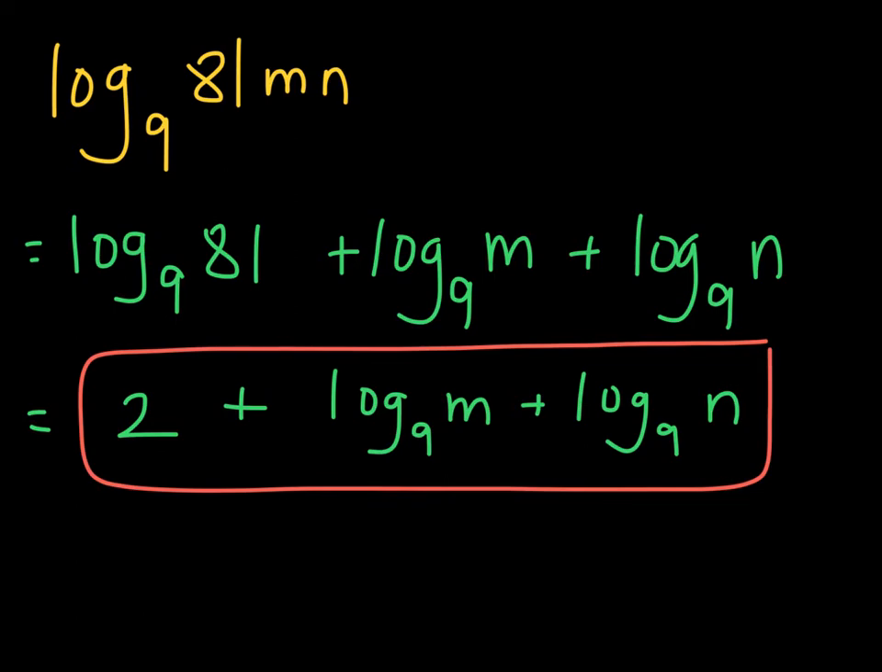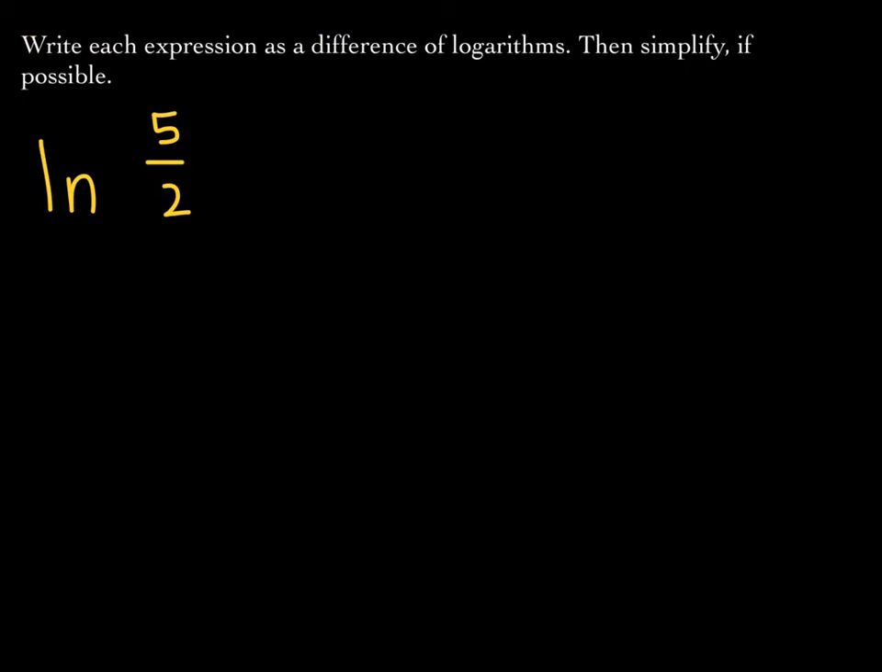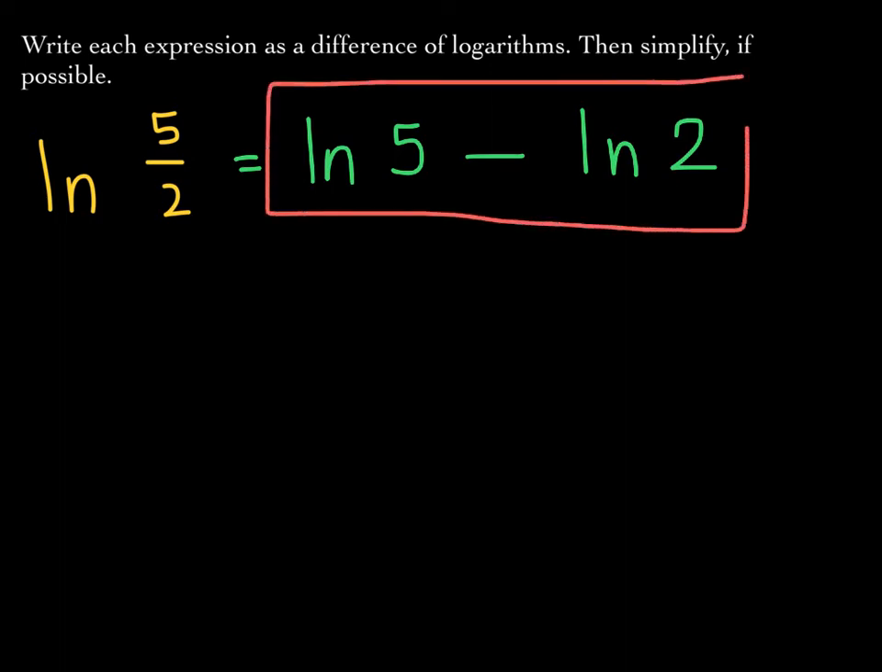Let's continue. All right, this time around, we're going to want to use the quotient rule to rewrite this expression as a difference of logarithms, and then we'll simplify if we can. Now, because this is written as a quotient, 5 divided by 2, that's why I'm using the quotient rule. Now, the quotient rule says that this can be rewritten as the natural log of the numerator minus the natural log of the denominator. Now, both the natural log of 5 and the natural log of 2 cannot be simplified. Okay, so we just leave it like that.